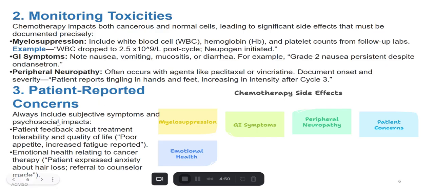Patient-reported concerns always include subjective symptoms and psychosocial impacts. Patient feedback about treatment tolerability and quality of life: poor appetite, increased fatigue reported. Emotional health relating to cancer therapy: patient expressed anxiety about hair loss, referral to counselor made. And here is a diagram on chemotherapy side effects.